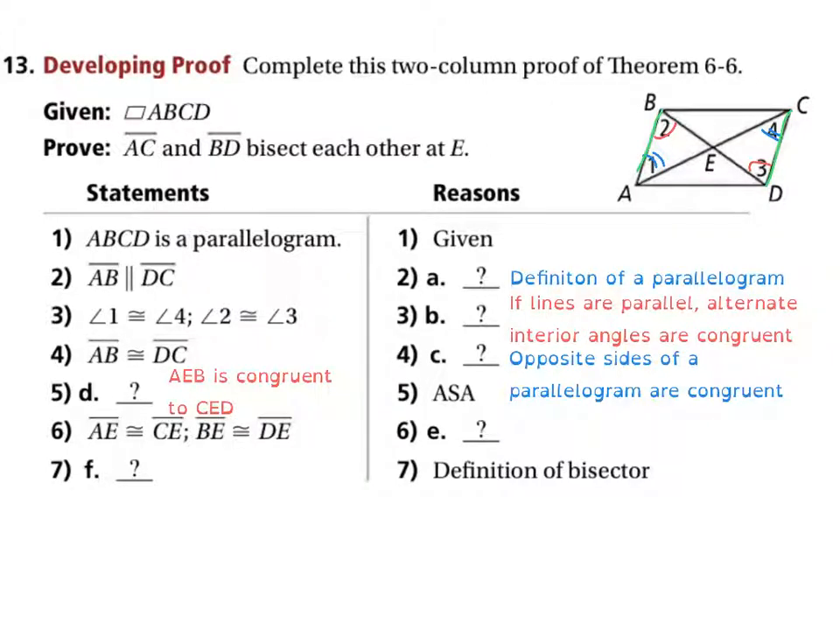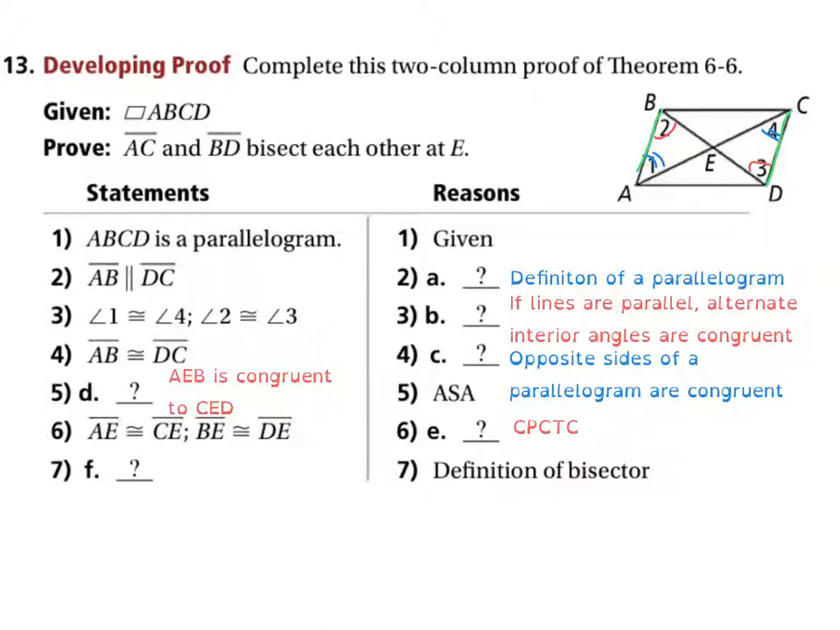Okay, and then AE is congruent to CE, and BE is congruent to DE. Why did we establish that those triangles are congruent? Because then corresponding parts of congruent triangles are congruent, and we can do CPCTC for that. So let's just type that in. I can just type it. CPCTC.